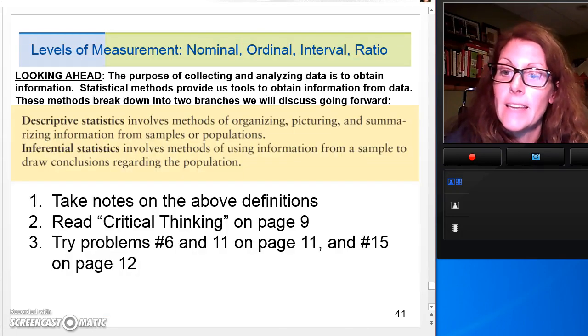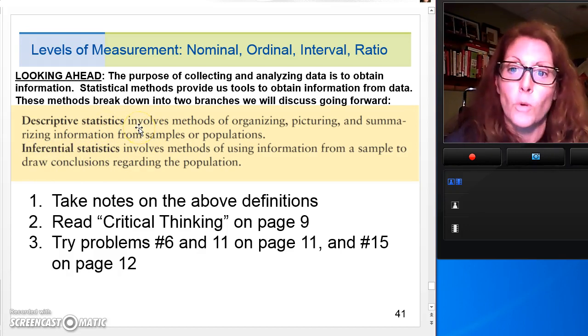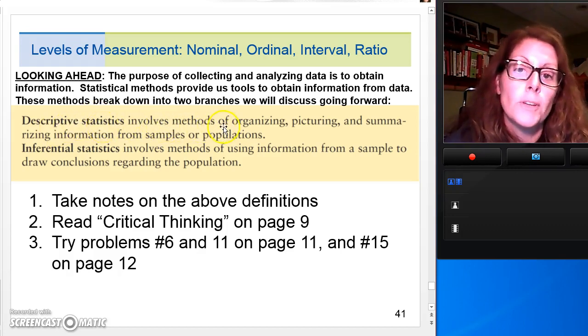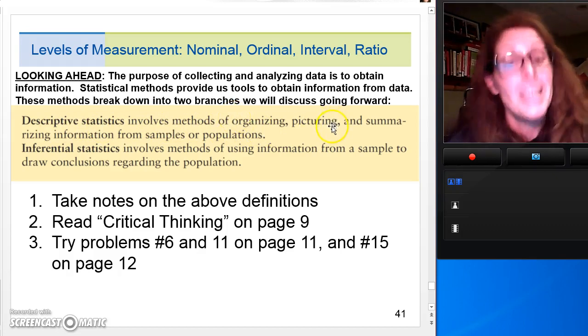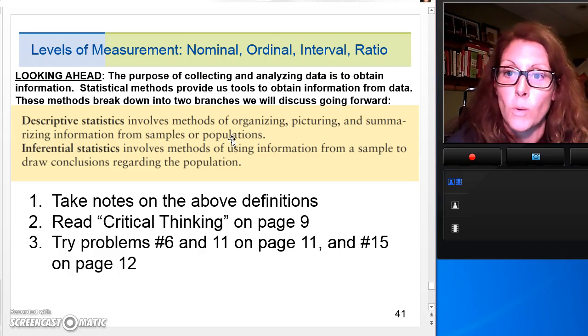All right, lastly, in your notes, I would like you to capture information about descriptive statistics and inferential statistics. This is something that will serve as a basis for discussions we'll have going forward. When we're talking about working with data measurements and what we do with them, if we're talking about descriptive statistics, this is where we're using some methods of organizing or picturizing, that's a new word, picturing or summarizing information from samples or populations. And there are a number of ways we can do that that we'll explore in this course.